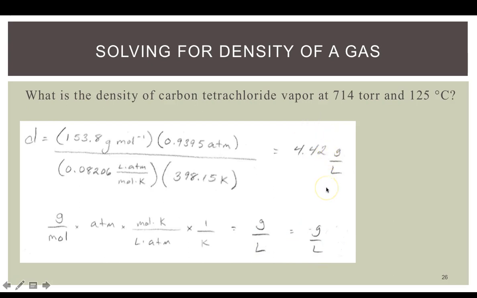So even though before we used grams per cubic centimeter or grams per mL, this is why it's important to check your units. At 714 torr and a temperature of 125 degrees Celsius, carbon tetrachloride vapor has a density of 4.42 grams per liter. We can kind of make sense of this.